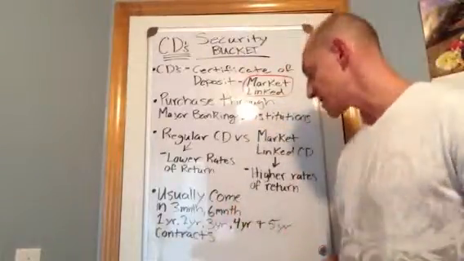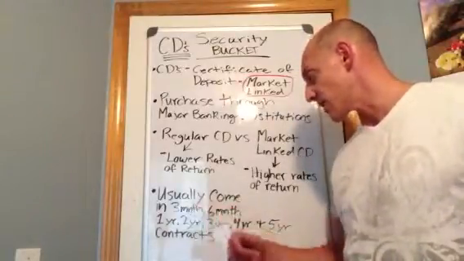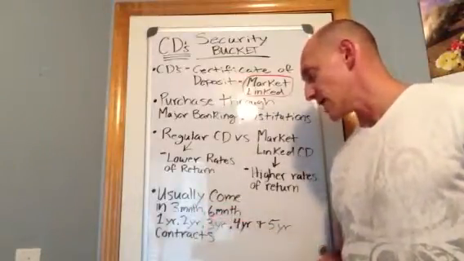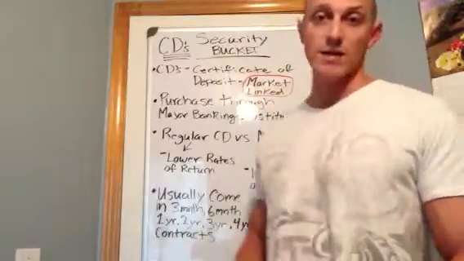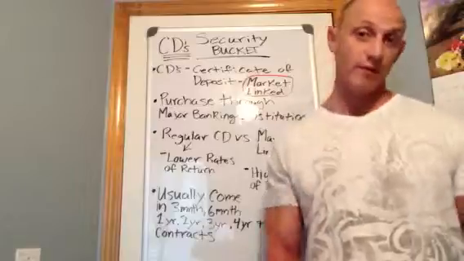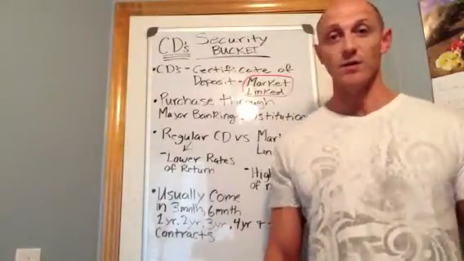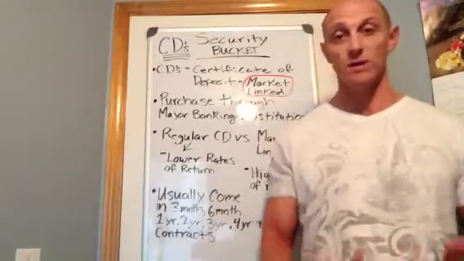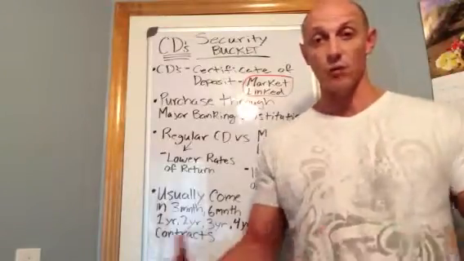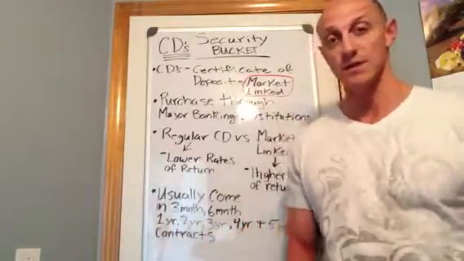Now these maturity dates are contracts, and basically they can come in a 3-month contract, a 6-month contract, a 1-year contract, 2-year contract, 3-year contract, 4-year contract, 5-year contract. Some of them will go higher than that. You just got to go out there and do some research and find out which ones offer what when it comes to the longevity and maturity dates of some of these CDs.